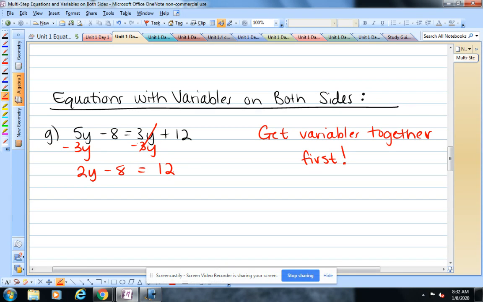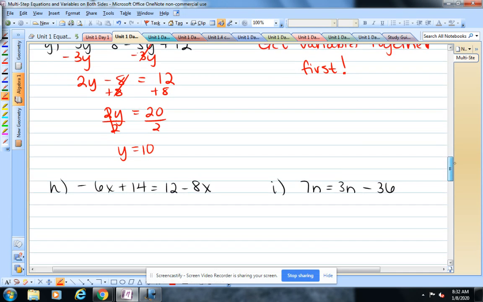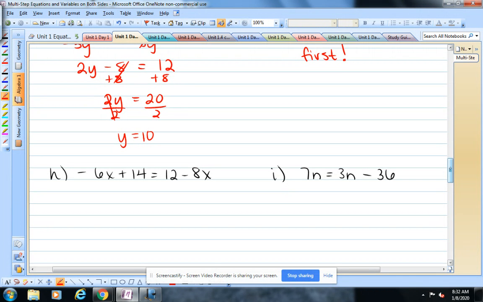So what do I do now? Add 8. So 2y equals 20. And then what? Divide by 2. And y equals 10. And you can check it. 5 times 10 is 50 minus 8 is 42. 3 times 10 is 30 plus 12 is also 42. Okay, so my hint to you is when you have variables on two different sides, get your variables together before you move anything else. Unless you have to distribute or combine like terms first.